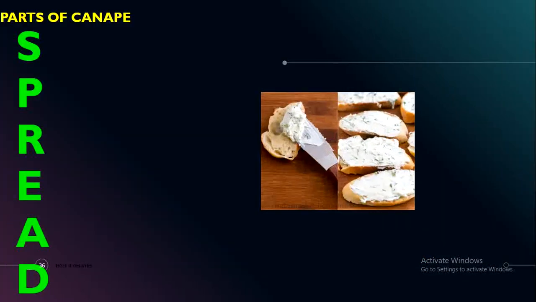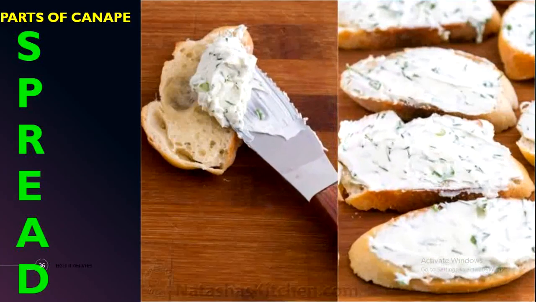Next one is spreads. Spread can be of various types, like we can use mayonnaise, we can use flavored butters, or even you can use tomato ketchup or any derivatives of mayonnaise or cream based dressings also you can use. But it has to be in a spreadable texture.